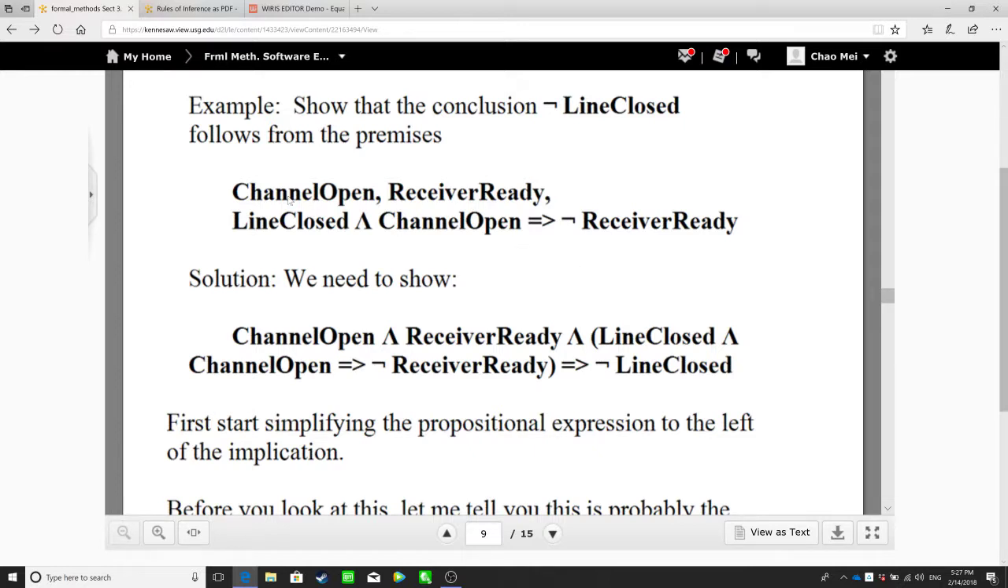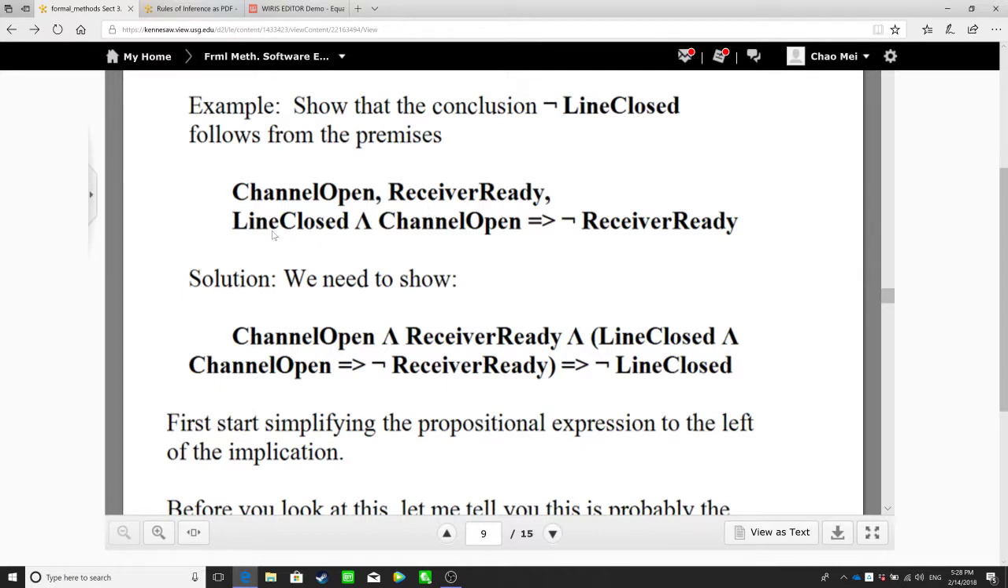Okay, this is another thing called channel open. This has three premises: channel open, receiver ready, line closed, and channel open implies negation receiver ready. The conclusion is negation line closed. It seems that we do not have any conditions there to help us, but those are the premises.